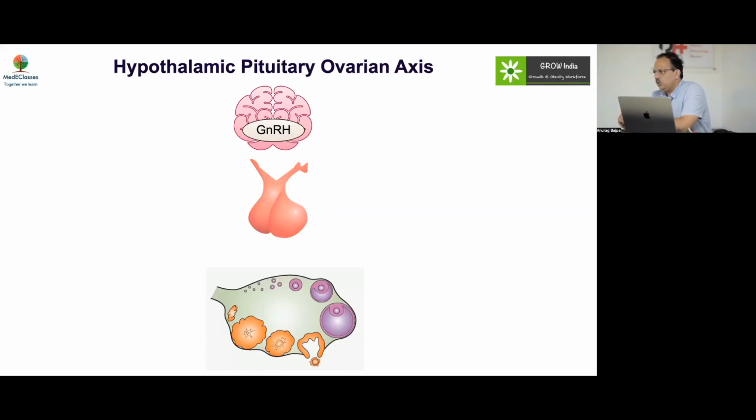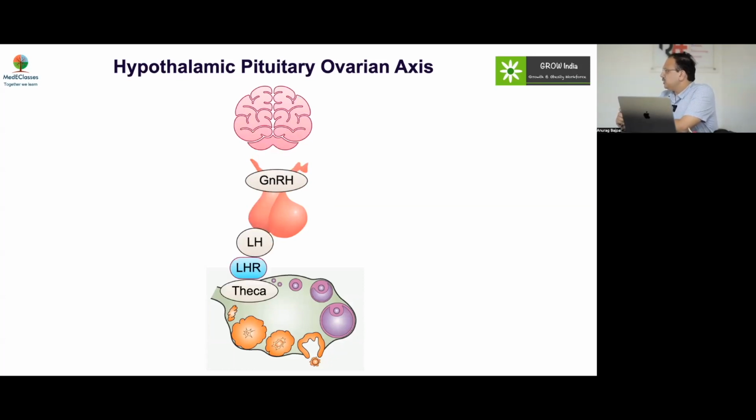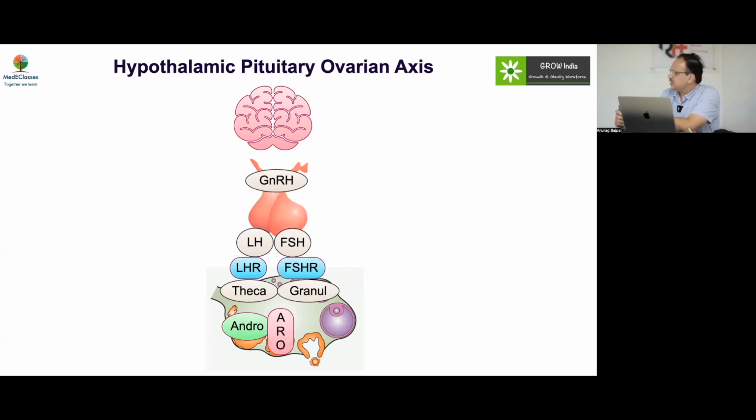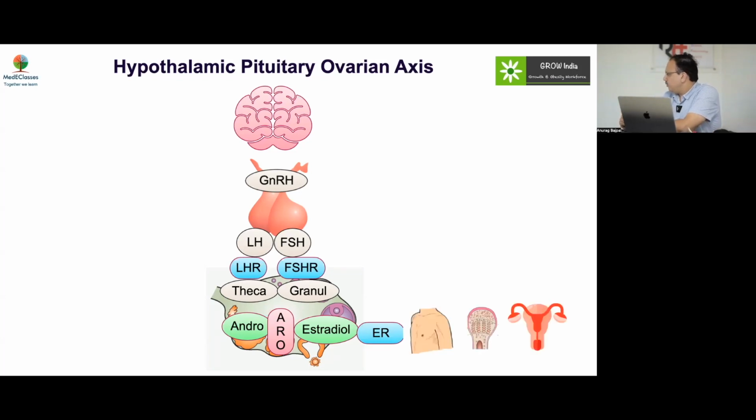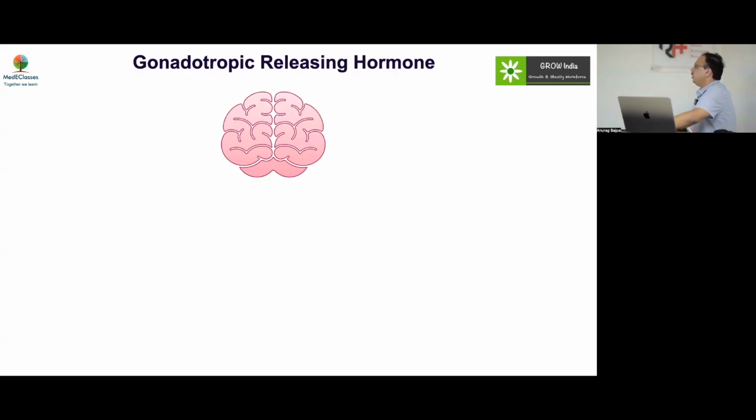The hypothalamic pituitary ovarian axis. The most important, of course, is the GnRH, which controls LH, which acts on the theca cell using the LH receptor to produce progesterone as well as androstenedione. This androstenedione is then activated by the granulosa cell aromatase to produce estradiol. And this estradiol will act on the estrogen receptor. We'll talk about ES1 and ES2, which cause development of the breast, the bones, as well as uterine growth. So this is a typical hypothalamic pituitary ovarian axis.